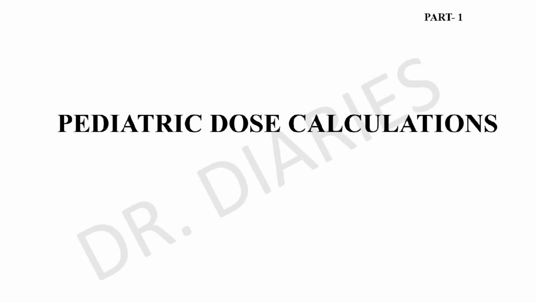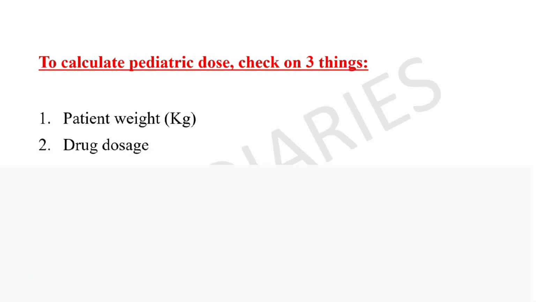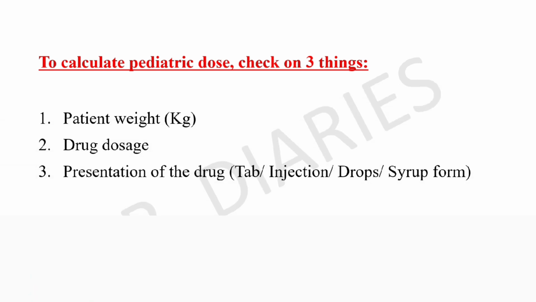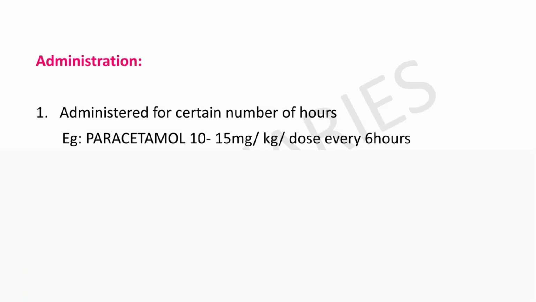Pediatric dose calculations. To calculate pediatric dose, we need to check three things. First is the patient's weight. Second is the drug dosage. Third is the presentation of the drug, whether it is available in tablet format or injection format, drops or syrup format. Next, we will see the administration part, whether it has to be administered once in a day or in divided doses, like for example, paracetamol is given once every 6 hours.